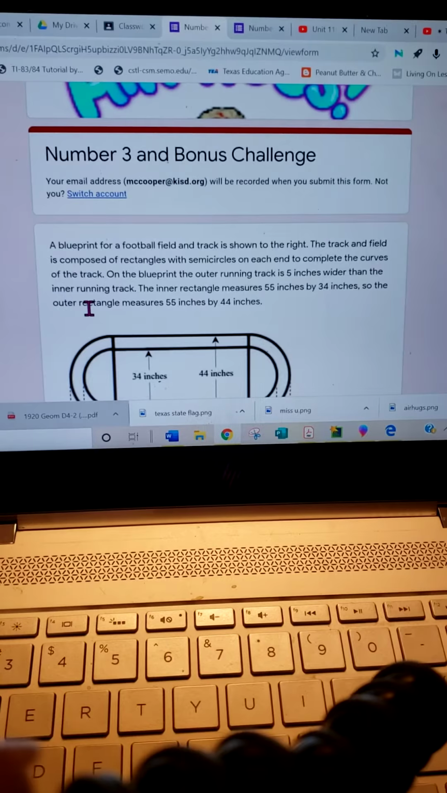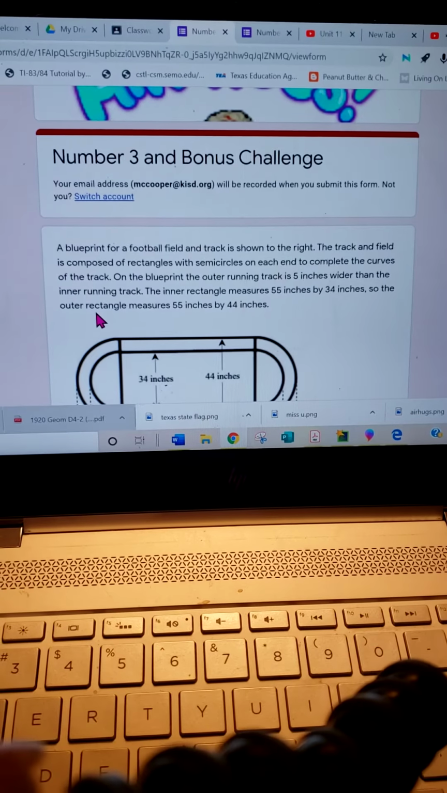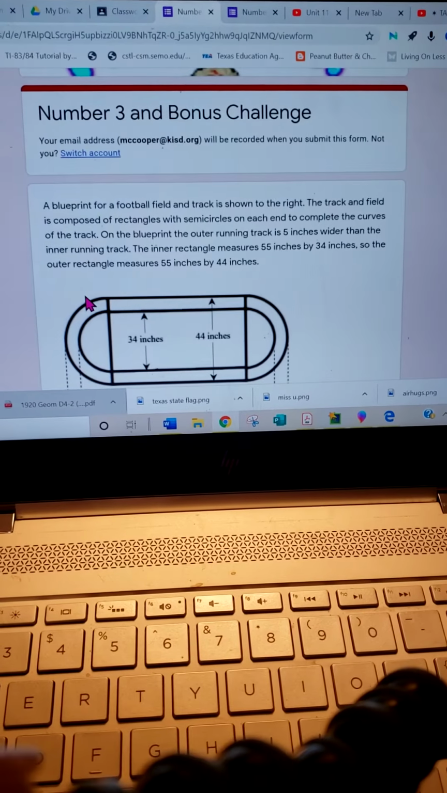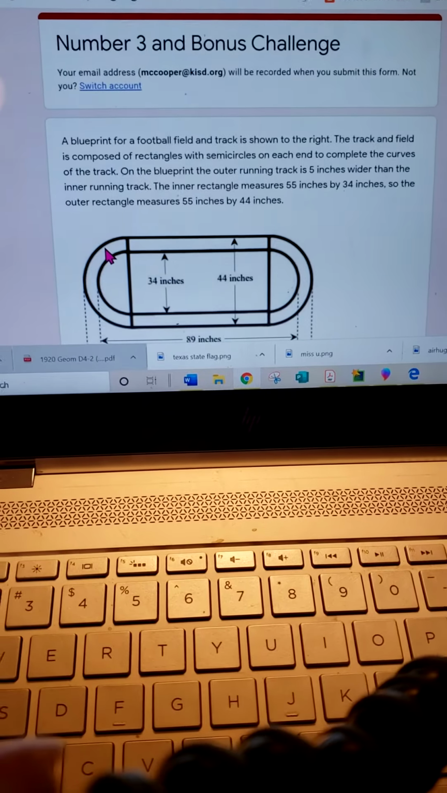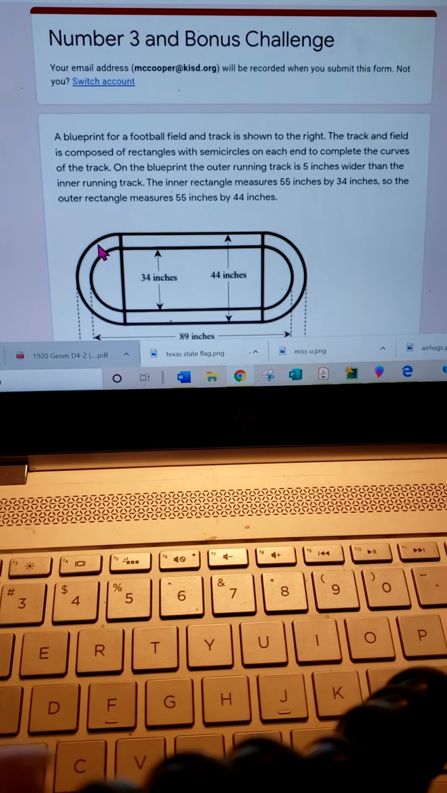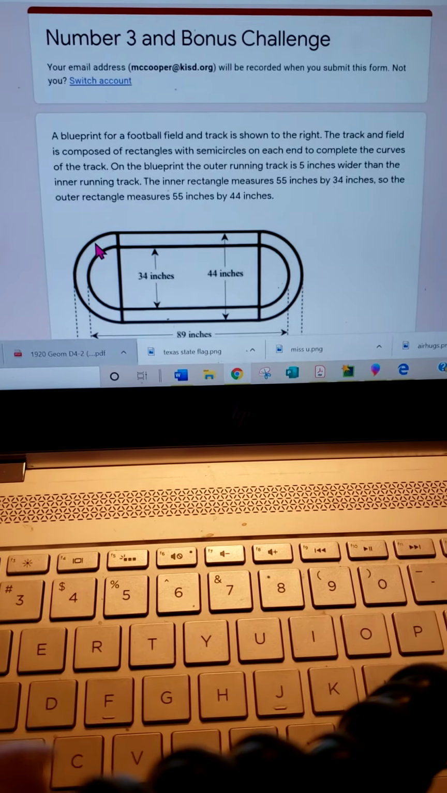You click here and it pulls up this one. Okay, number 3 and the bonus challenge. All right, so you've got a blueprint for a football field and a track is shown. It's composed of rectangles and semicircles on each end to complete the curves of the track. The inner rectangle measures 55 inches by 34 inches, so the outer rectangle measures 55 by 44.